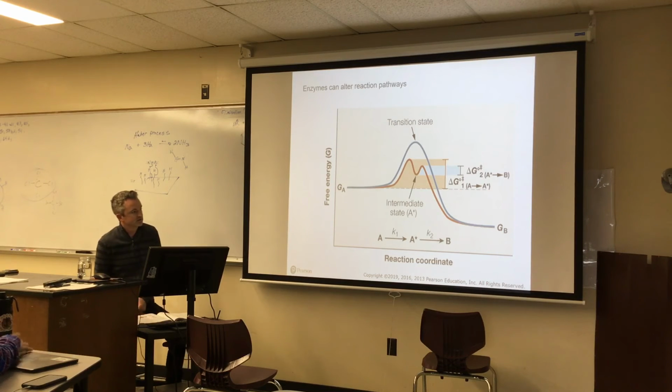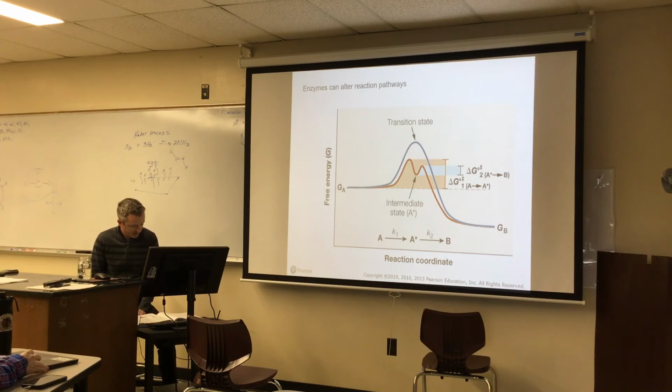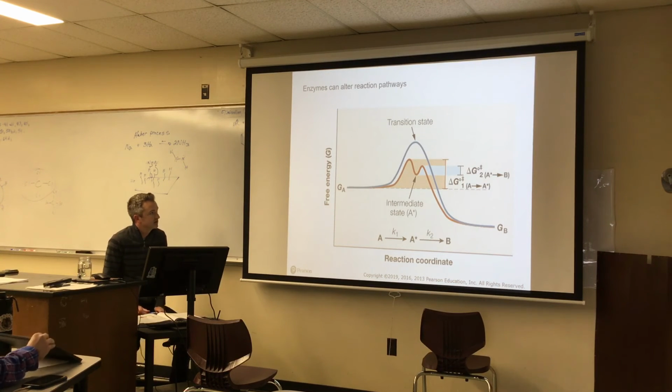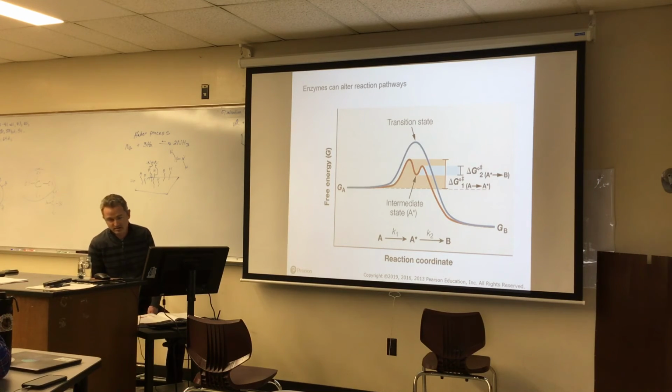Any other questions on this? Okay, so an enzyme can alter the reaction pathway, and it can create one that includes one or more intermediates that may resemble the transition state, but it's lower energy than the transition state.